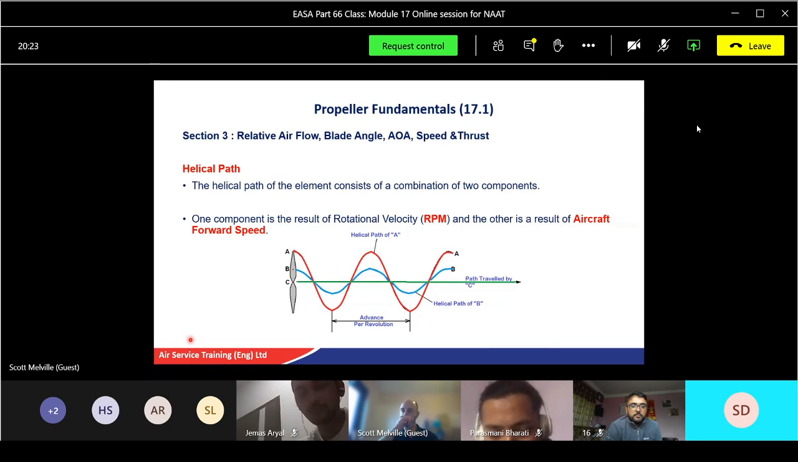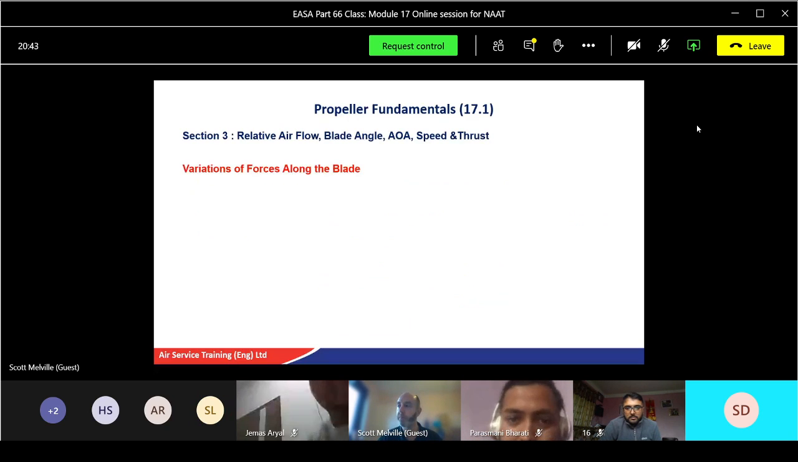So we finished off there just before tea break. Helical path and what happens to the tip of the blade, the middle of the blade, and the centre of the blade. We get a helical path. In other words, it's trying to corkscrew through the air as it's going forward. Like you're swimming in a swimming pool, you're pushing the water behind you, the tip of the blade is trying to rotate forward. And that was a helical path.